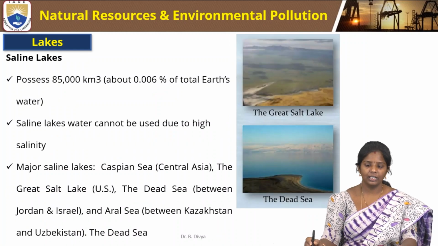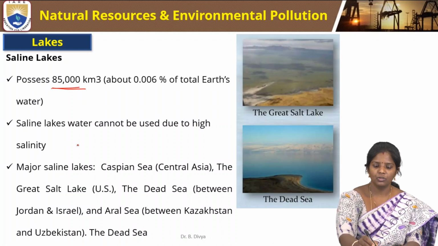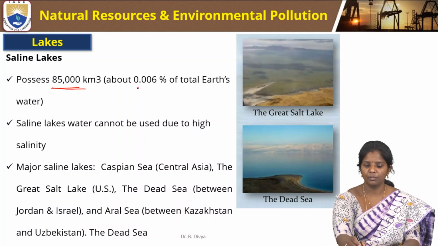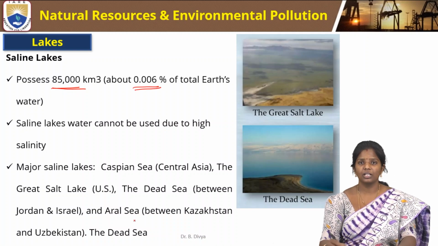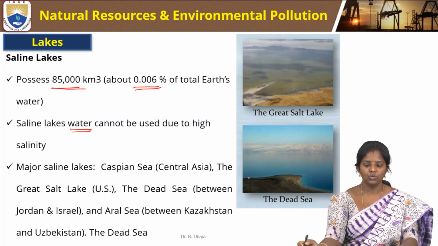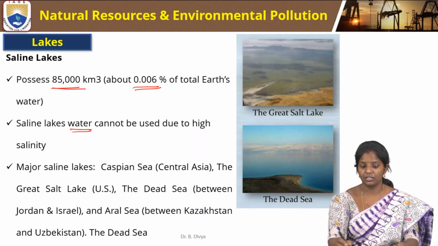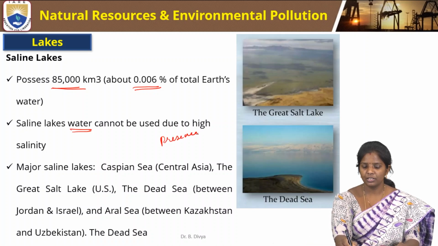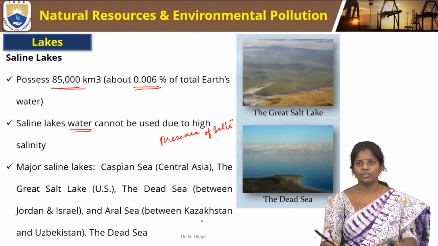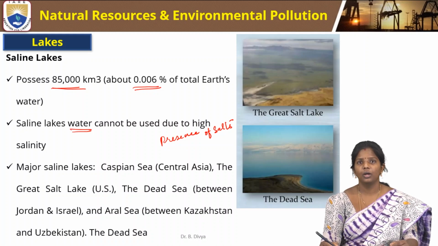And the saline lakes contain salt, so they possess about 85,000 cubic kilometers, occupying about 0.006% of the total Earth's water content. The saline lake water cannot be used as such due to its high salinity, the presence of salts. Salts can be present as different types of salts in chemical combinations. This presence of salts gives salinity to the water. So this type of water cannot be used directly for any purposes.